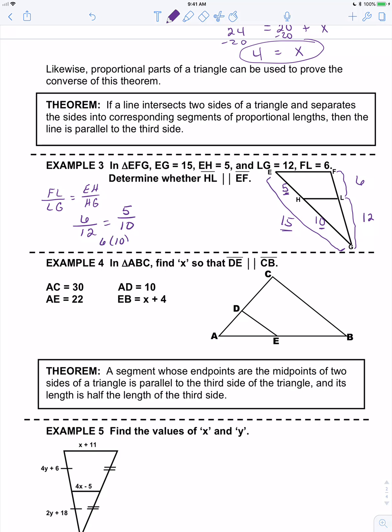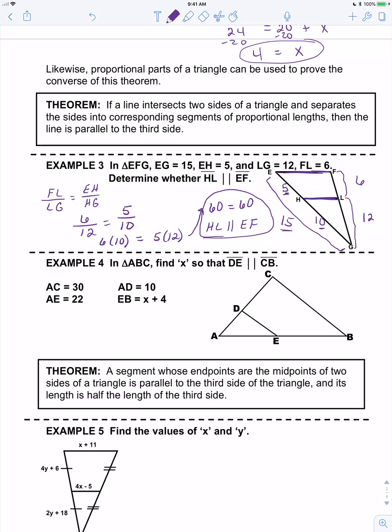So 6 times 10 should be equal to 5 times 12, cross multiplying. So 6 times 10 is 60, and 5 times 12 is 60. So yes, those two lines are parallel. Because of that, we know for sure that HL is parallel, that's the symbol for parallel, to line EF. So yes, we proved that because those proportions are the same.